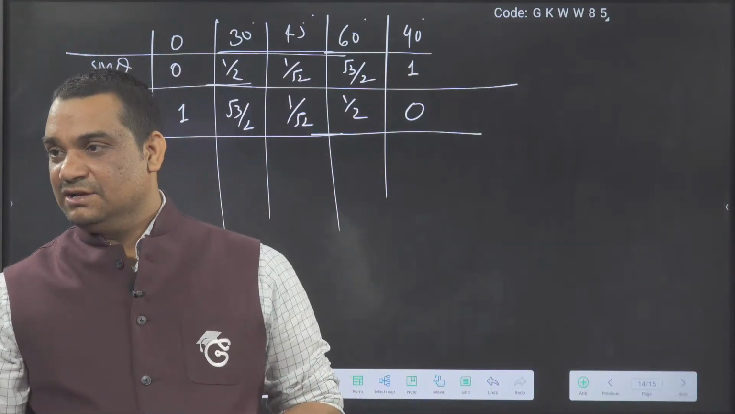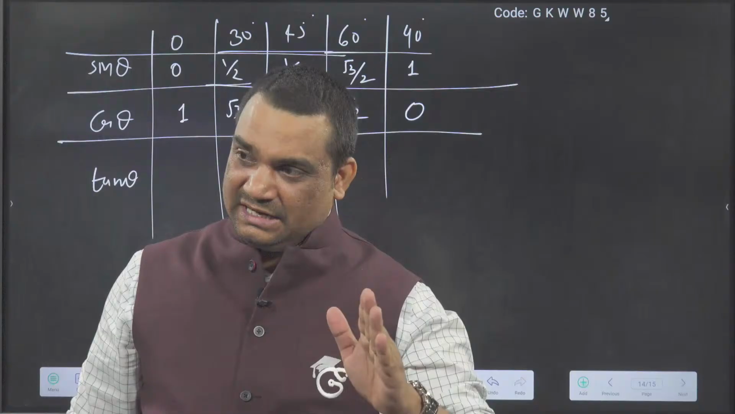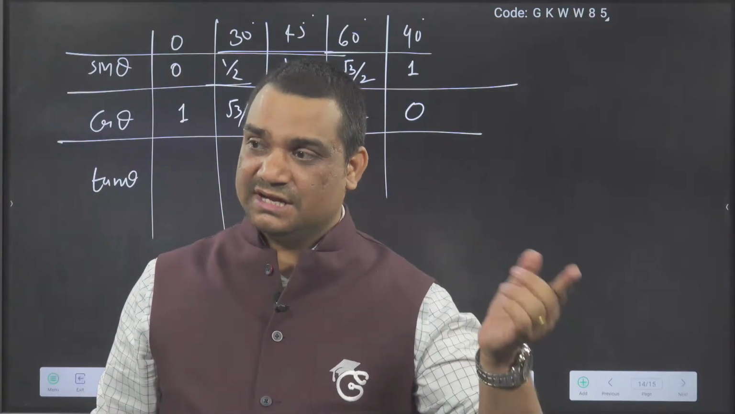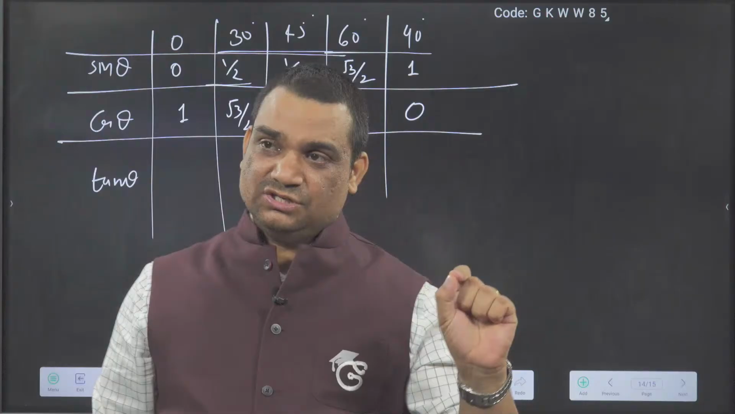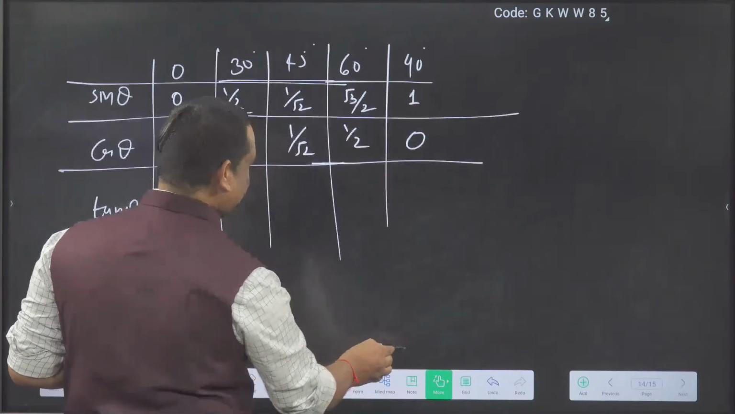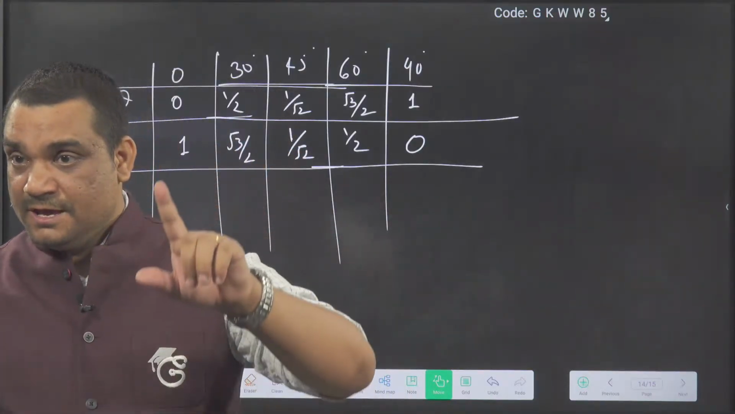Up to 90 is enough. I will say up to 90, and after 90 I will use the word ASTC. In the next class I will say ASTC. You have to learn ASTC also. As of now, up to 90. For today's class, up to 90 is enough.